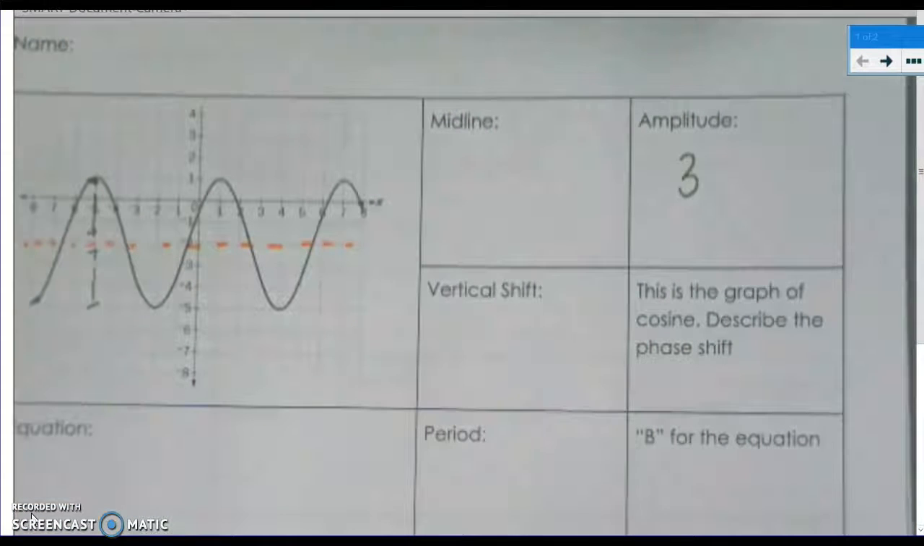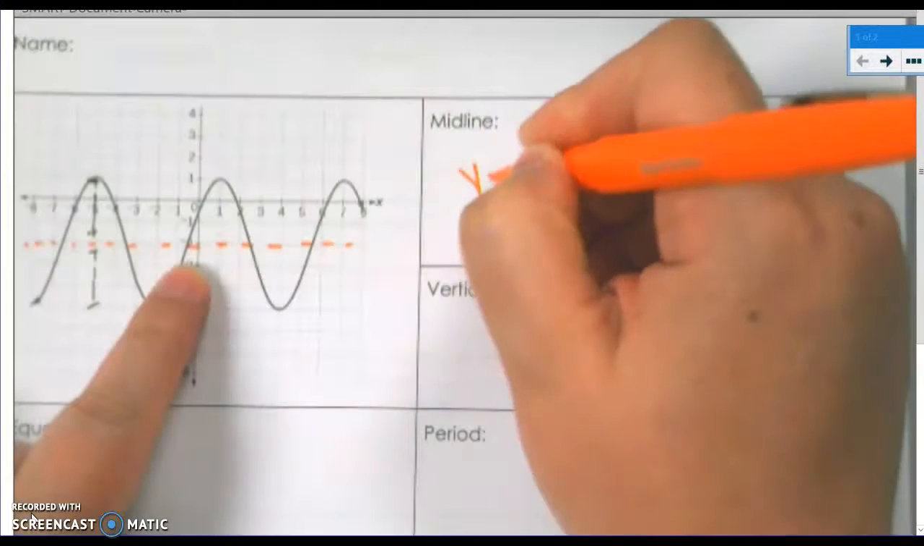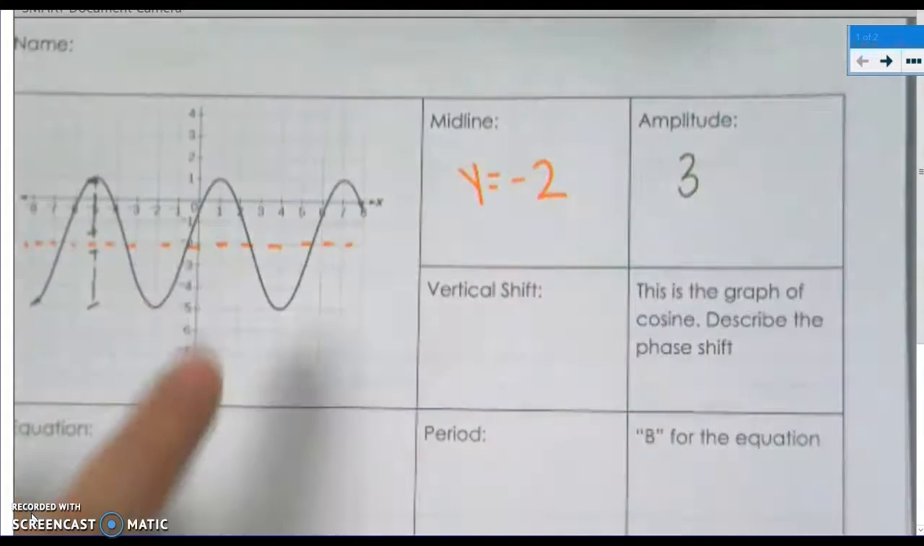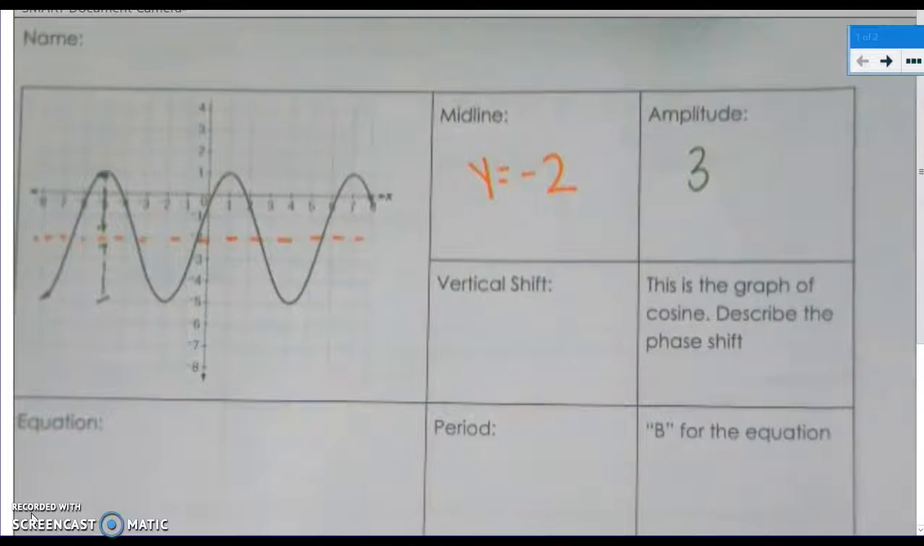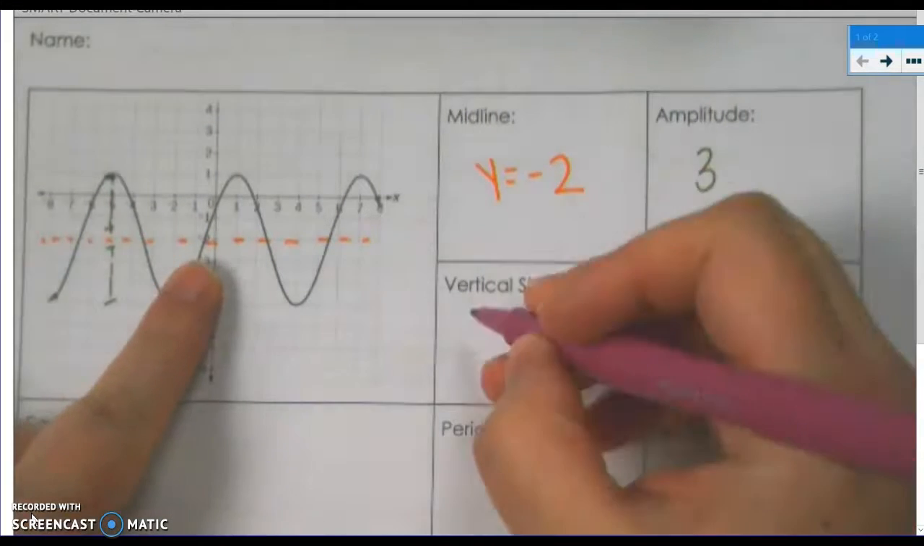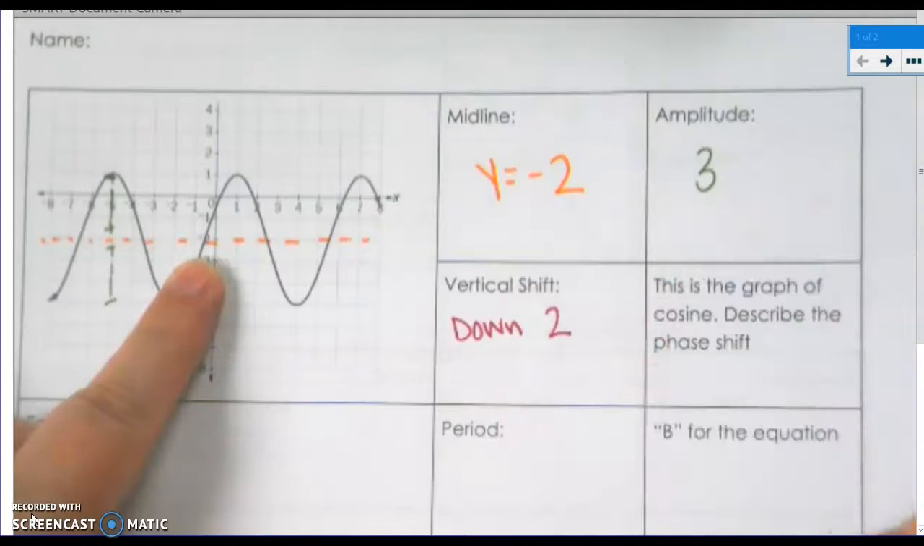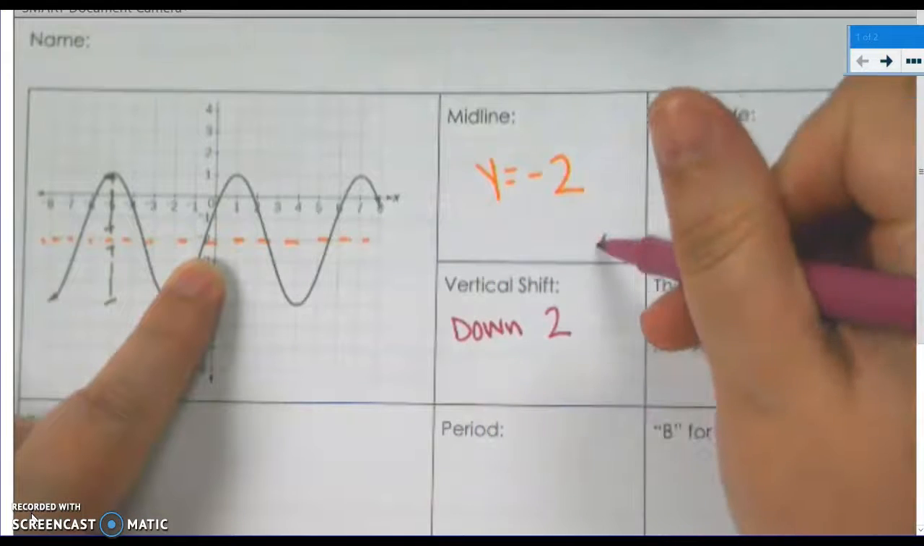My midline should be an equation because that's -2. My midline is the line y equals -2. The midline is your vertical shift. My midline got shifted down 2. So these two go together.